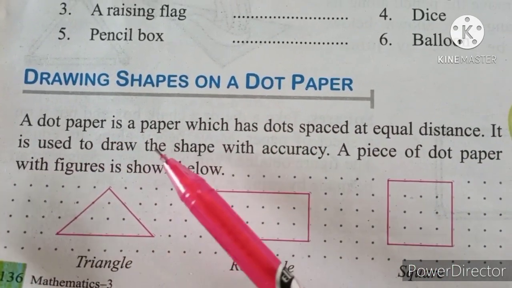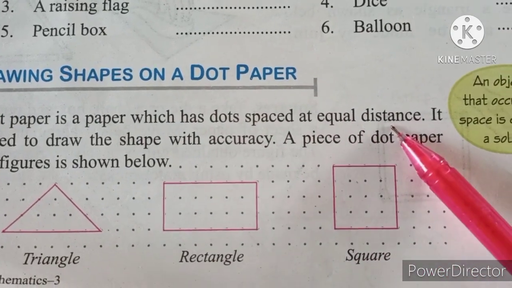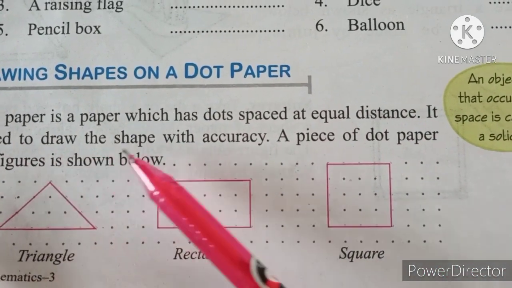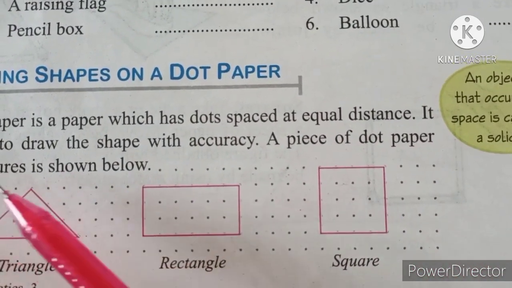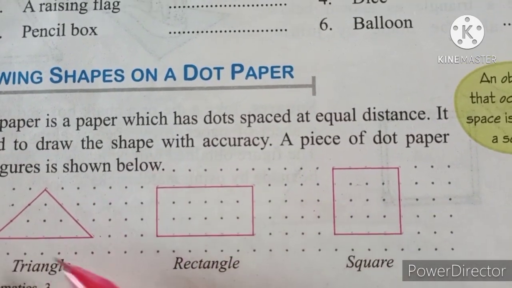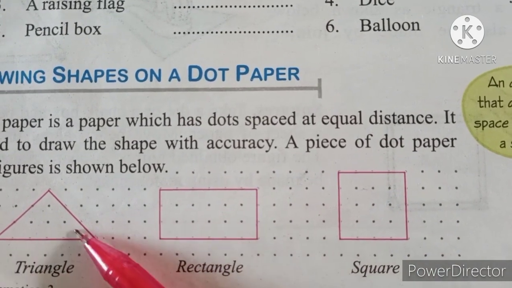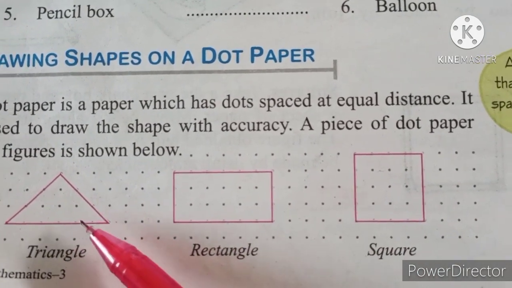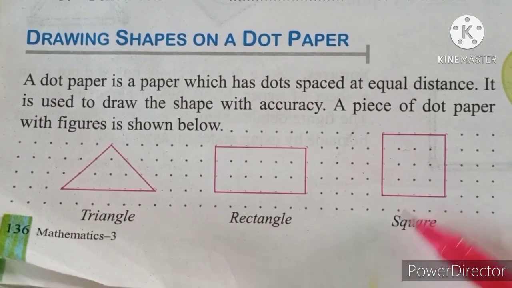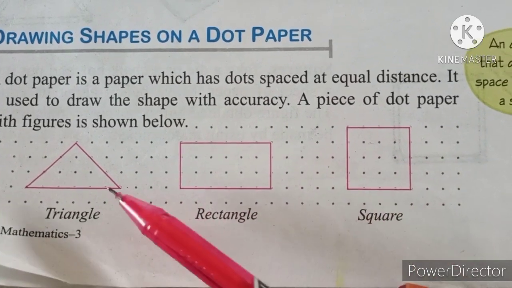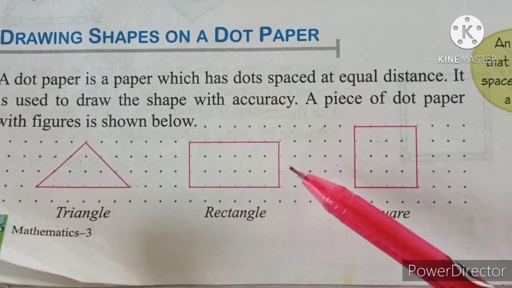A dot paper is a paper which has dots spaced at equal distance. It is used to draw shapes with accuracy. A piece of dot paper with figures is shown below. You can see there are some dots in which there are shapes. Triangle shapes, rectangle shapes and square shape. All these shapes are made on the dots. So children, today we will tell you about it.